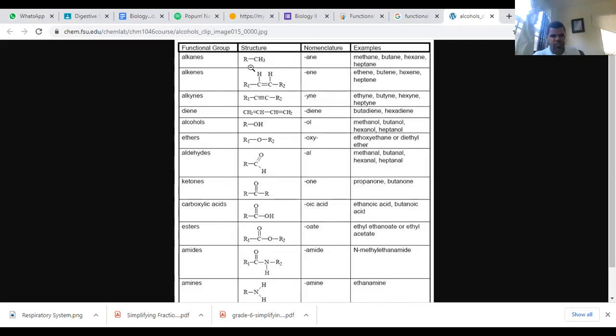We have the alkanes here, which is just a chain with carbons, and that's it. You have the examples here and how did you name them. The alkenes is the ones with the double bond, the alkynes with the triple bond. The dienes is when you have two double bonds. Now, alcohols are the ones that contain the OH, and the names for them will just end in ol, okay?